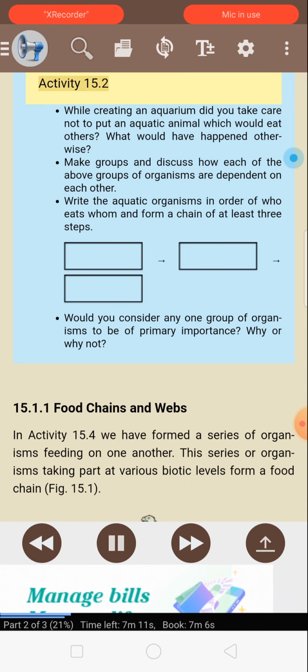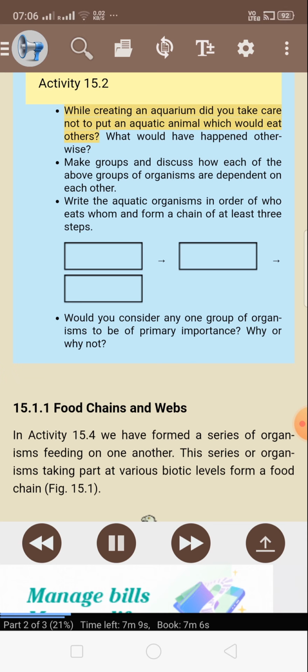Activity 15.2. While creating an aquarium, did you take care not to put an aquatic animal which would eat others? What would have happened otherwise? Make groups and discuss how each of the above groups of organisms are dependent on each other. Write the aquatic organisms in order of who eats whom and form a chain of at least 3 steps. Would you consider any one group of organisms to be of primary importance? Why or why not? 15.1.1 Food chains and webs.